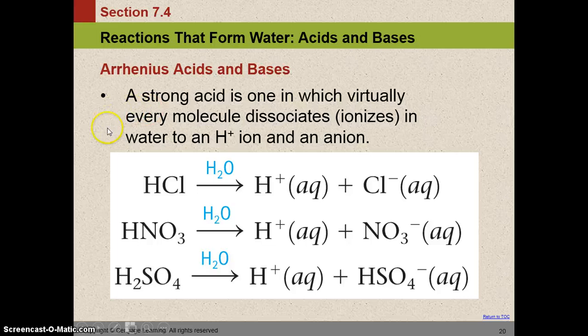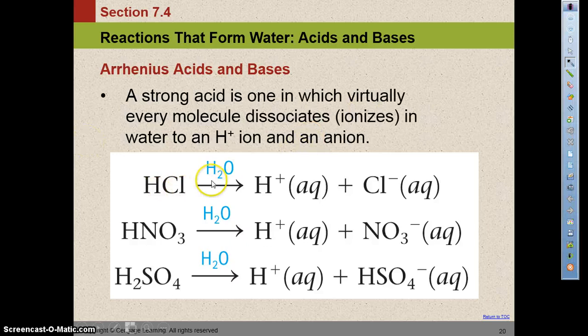So a strong acid is one of which almost all is going to completely dissociate in water to form an H plus ion and its anion. For example, if we put hydrochloric acid in water and it becomes aqueous, we don't really have hydrochloric acid together as a molecule. It goes into its ionic form, into H plus ions, which are aqueous, and chloride ions, which are aqueous. The same thing with nitric acid. It breaks up into hydrogen ions and nitrate ions.